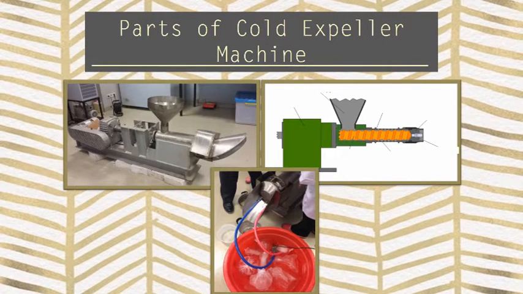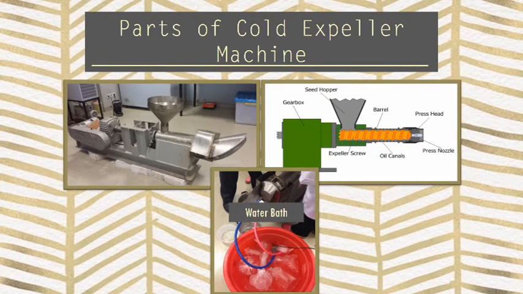Cold expeller consists of gearbox, seat hopper to input the sample, barrel, expeller screw to expel the sample, oil canals, press head, and press nozzle. It also needs water bath to prevent the overheat.